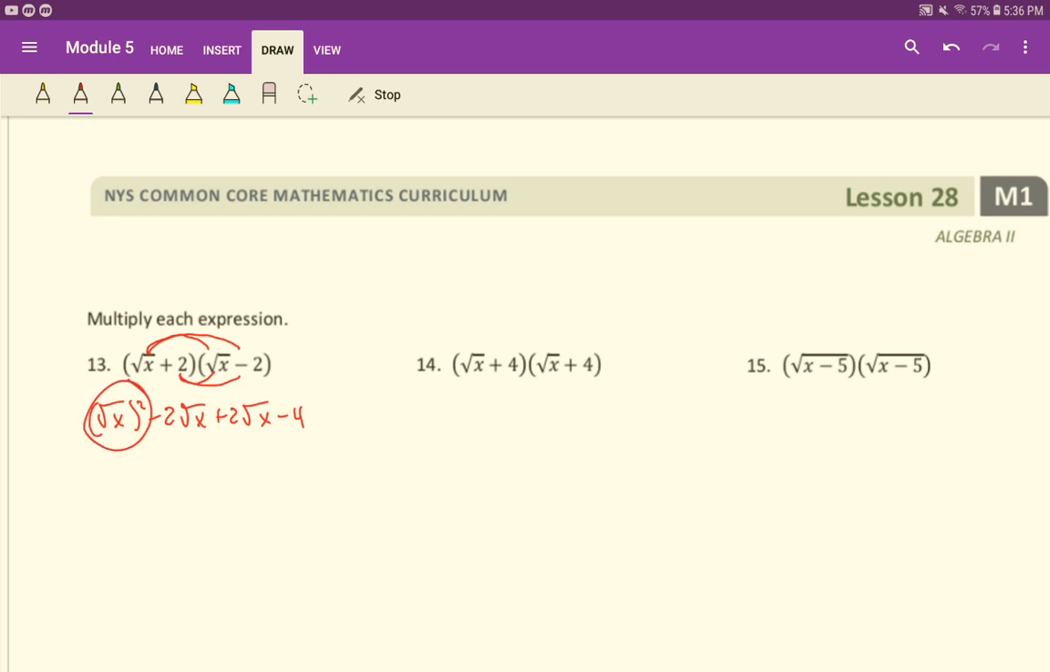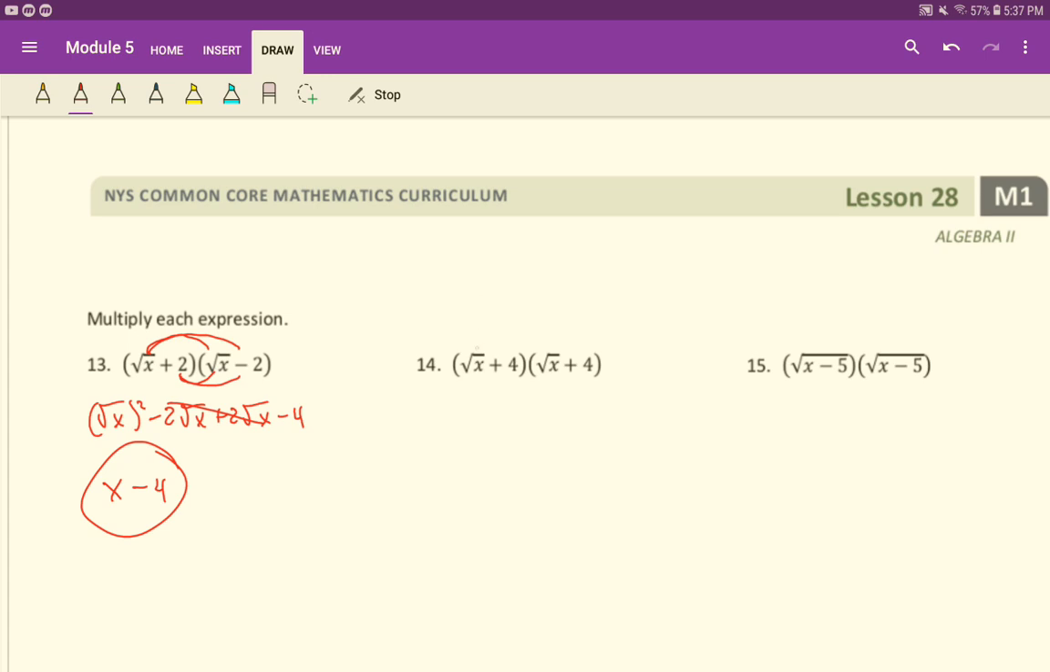Okay, when you square a square root, what happens? They cancel, and you're left with just an x. These are like terms, right? And what do they simplify to be? Well, it's going to cancel out, exactly, because they're exact opposites of each other. So these are gone, and we just have the minus 4. So there's our answer, x minus 4. Why don't you go ahead and try number 14 and see what you get. It's very similar to number 13.